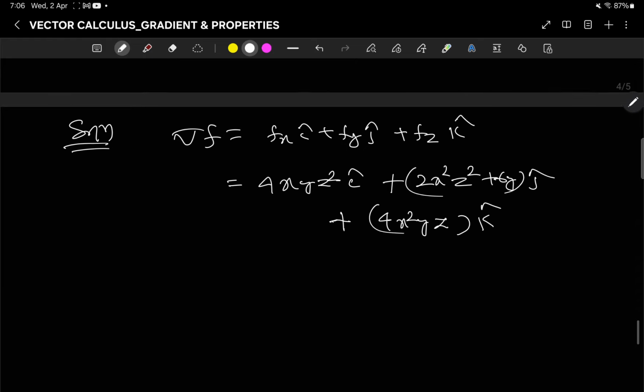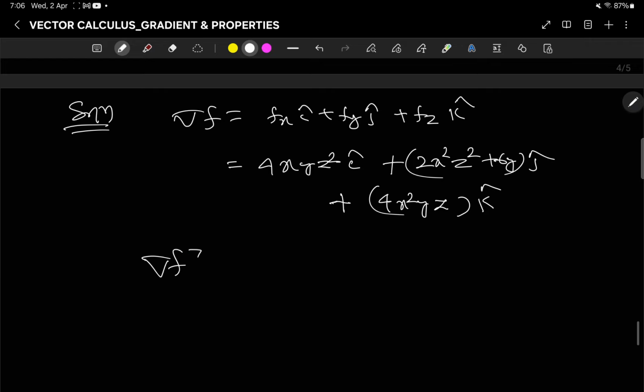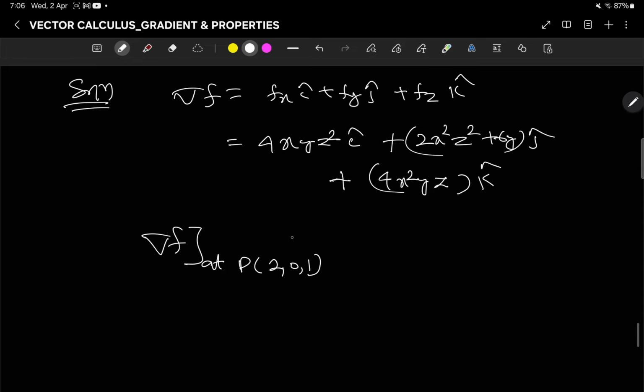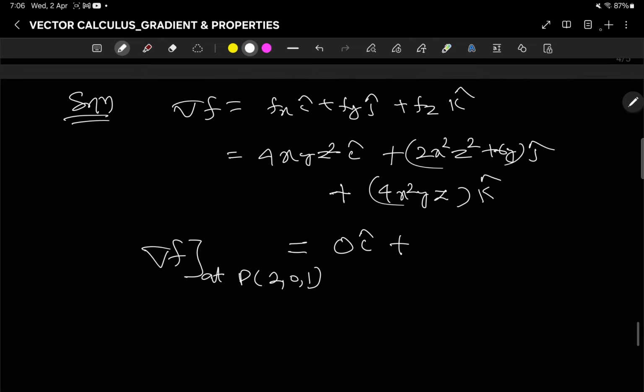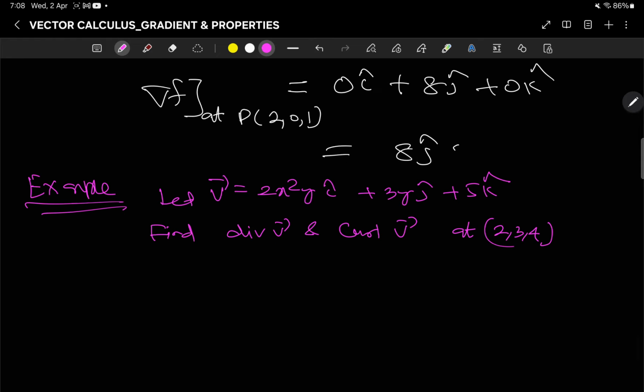Now what is grad f at the particular point? At the point (2, 0, 1), you put x equals 2, y equals 0 and z equals 1. So it is 0i plus 6xz, which becomes 8j, and 0k. So this is equal to 8j only. Okay, coming to one more example.